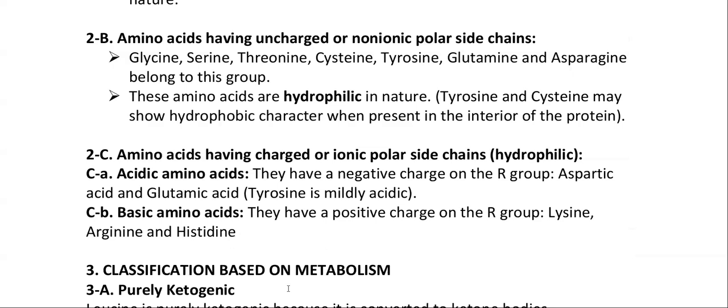Amino acids having charged or ionic polar side chains, hydrophilic. So, acidic amino acids have a negative charge on the R group: aspartic acid and glutamic acid. Tyrosine is mildly acidic. Basic amino acids have a positive charge on the R group: lysine, arginine, and histidine.